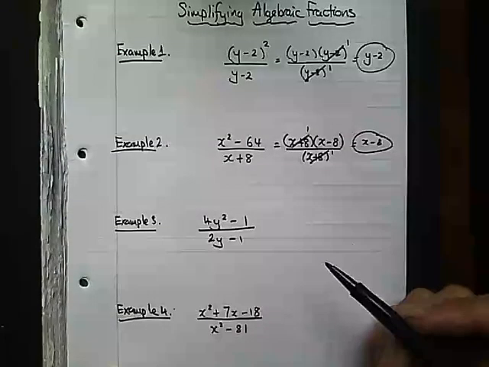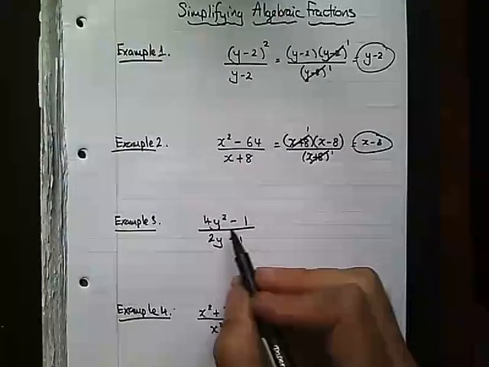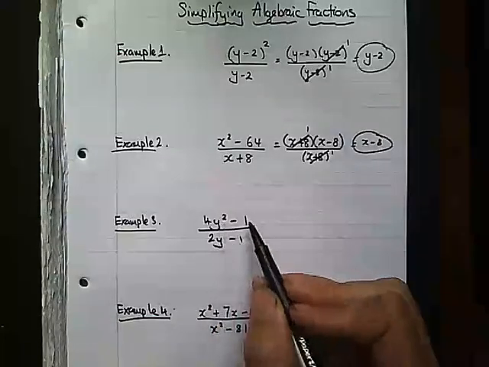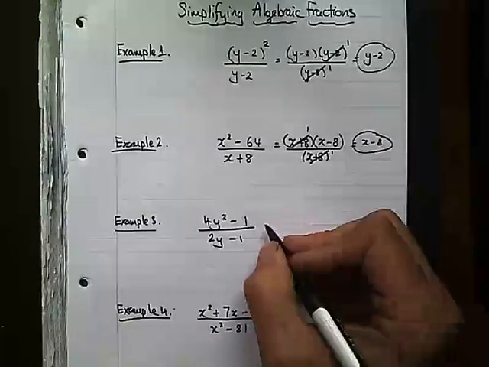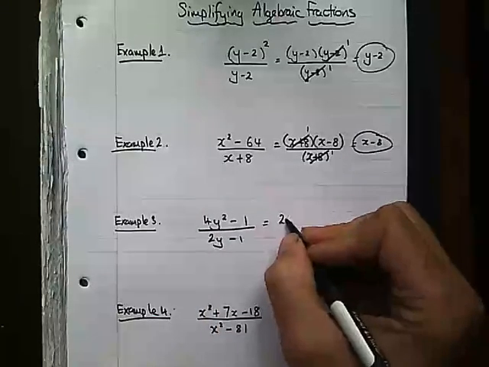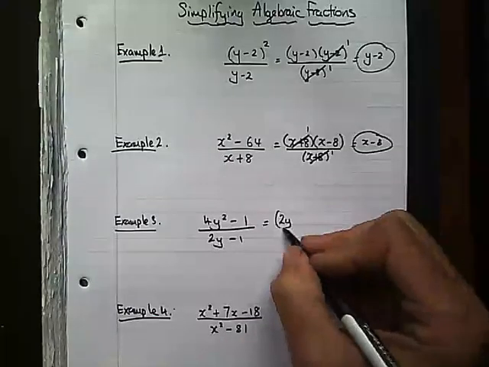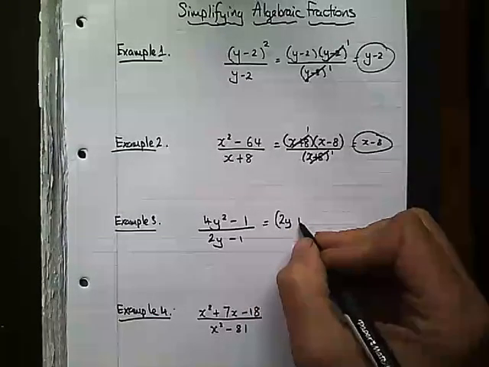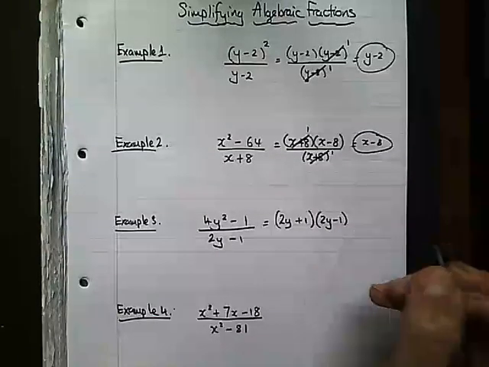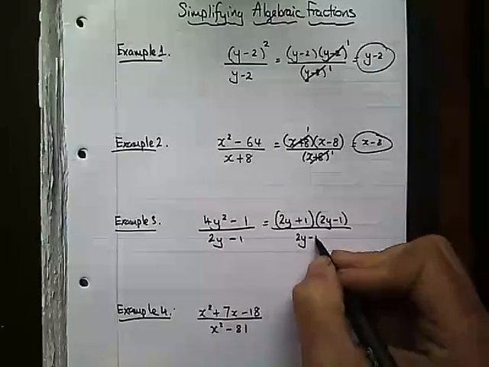Okay. So example 3, again, this numerator is the difference of two squares. 4 is a squared number, y squared is squared, and 1 is a squared number. So the square root of 4y squared is 2y, because 2y times 2y is 4y squared. Square root of 1 is 1, so we've got 2y plus 1, 2y minus 1. And then on your denominator, we've got 2y minus 1.